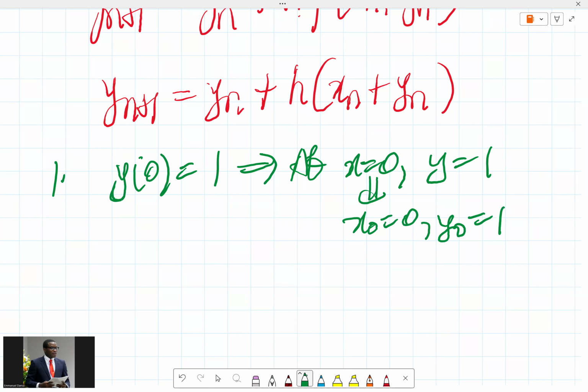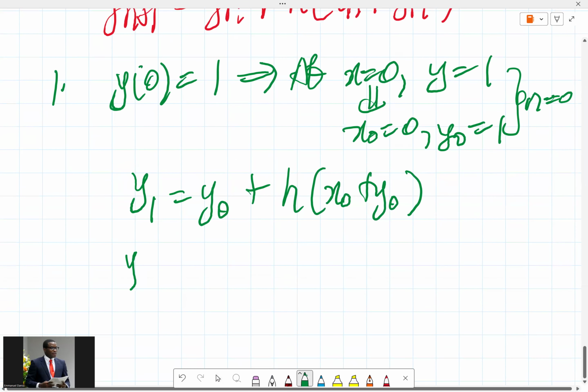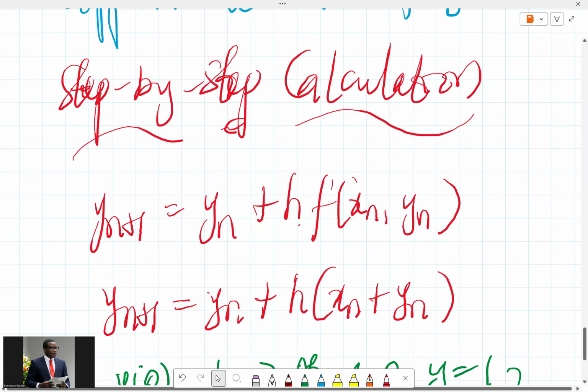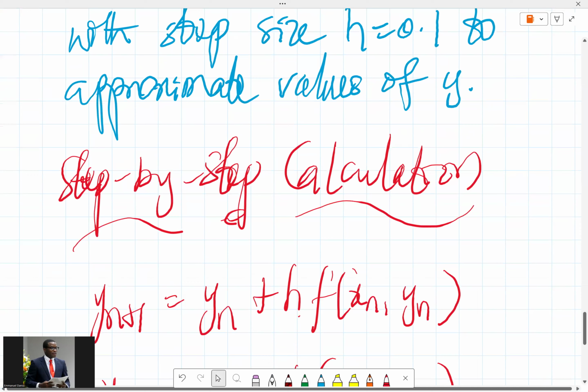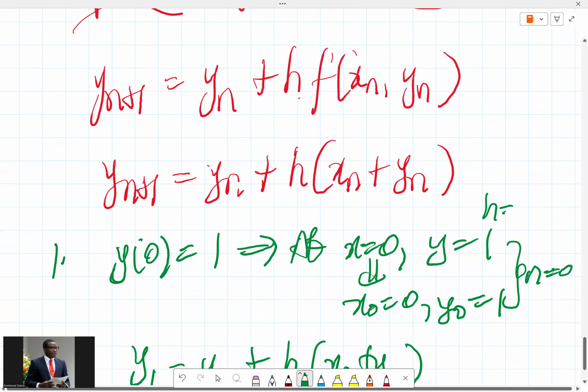So in that case, since we have x naught, y naught, it's more like n is 0. So if n is 0, then n plus 1 is 1. So y1 is equal to y naught plus h multiplied by x naught plus y naught. Okay, so that's what we have. And if that is the case, it means that y1 is simply going to be y naught, which is 1, plus h. Our h is 0.1, like we know already. H is equal to 0.1.